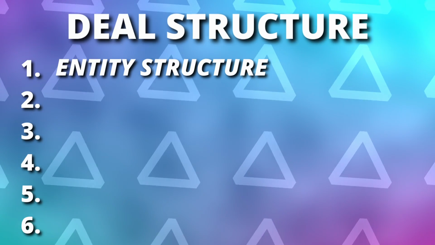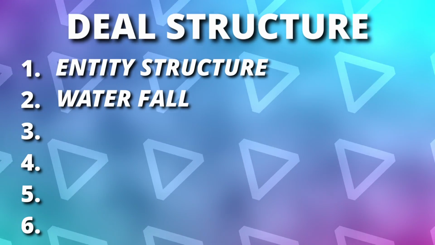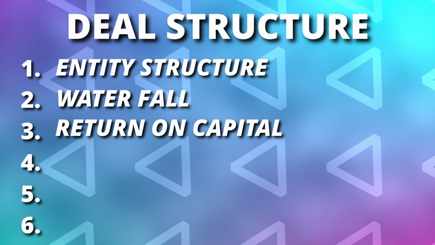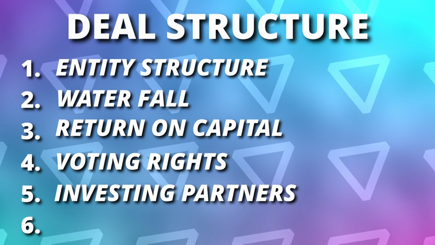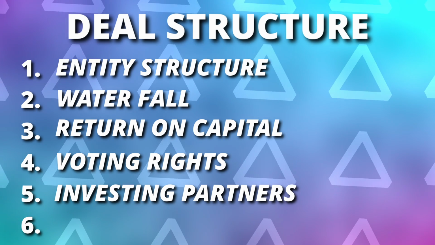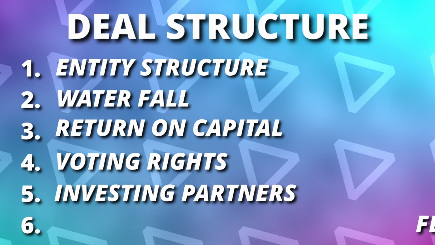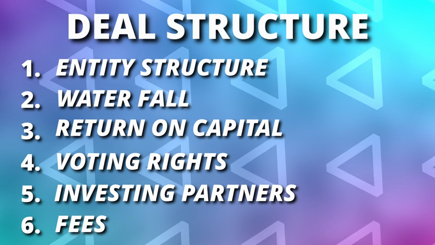Anytime you're about to purchase an apartment deal, you're going to structure how it works. There are really 6 key components you need to take into account to make this deal work. Number 1 is how you set up your entity. Number 2 is the waterfall components. Number 3 is the return of capital. Number 4 is the control and the voting rights. Number 5 are the different investing partners that you can use to structure your deal. And number 6 are the fees that sponsors take to structure the deal.